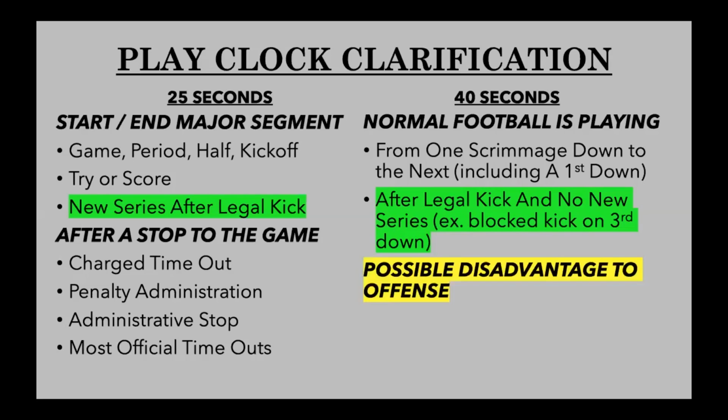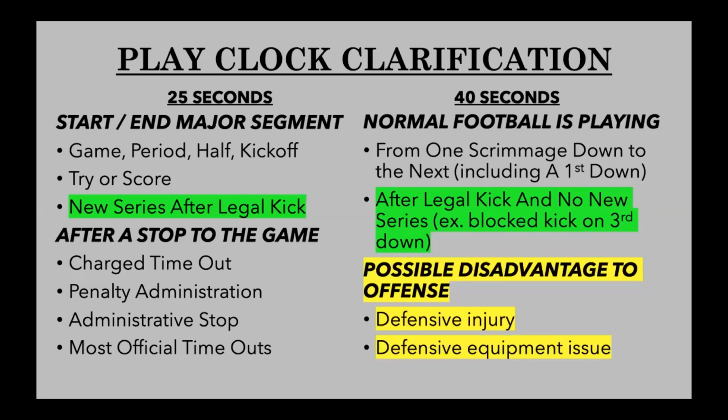But there is a change this year, and this is the clarification. In some situations where there's an official's timeout that would normally go to 25 seconds, but because it could cause a possible disadvantage to the offense, we're going to go to 40 seconds. And that's a defensive injury or a defensive equipment issue. Maybe a helmet coming off. Think of this situation. Here's the reason this is in.